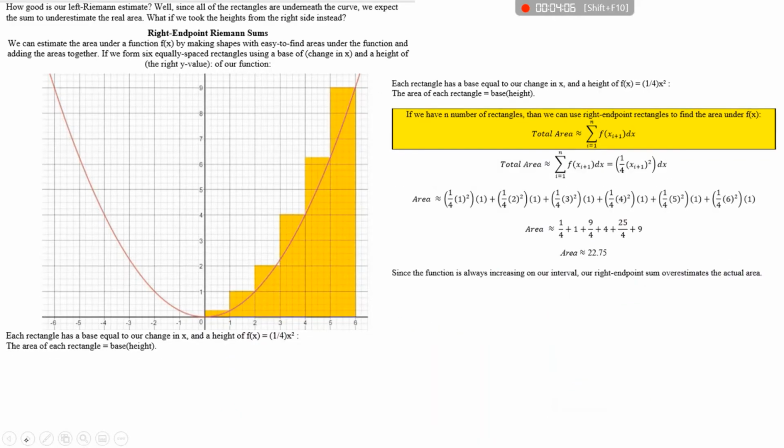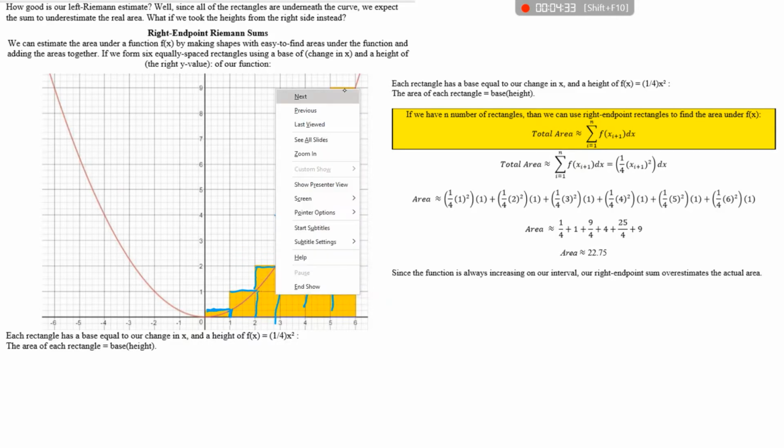Okay, if I didn't want to go from the left, we could go from the right instead. So you'll notice the heights of each of these rectangles are taken from the right side of that interval, not the left side this time. So from 0 to 1, I would take my height at 1. From 1 to 2, I would take my height at 2. From 2 to 3, I would take my height at 3. I'm taking my heights from the right-hand side.